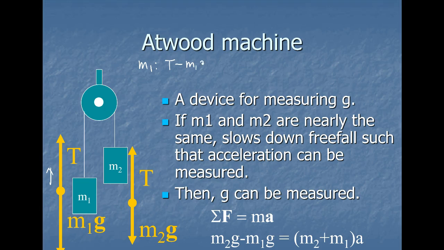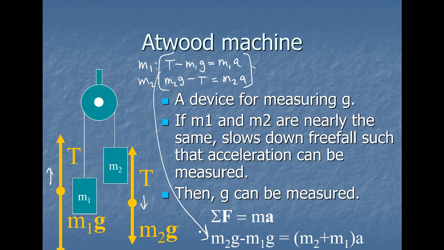So T minus M1G is equal to M1A. And for M2, that will have to accelerate downwards. So we'll have to have M2G minus T equals M2A. And then if you take this system and you add them together, that's going to take you down to this one here. M2G minus M1G equals M1 plus M2 times A. And then the acceleration would simply be G times M2 minus M1 over M2 plus M1.